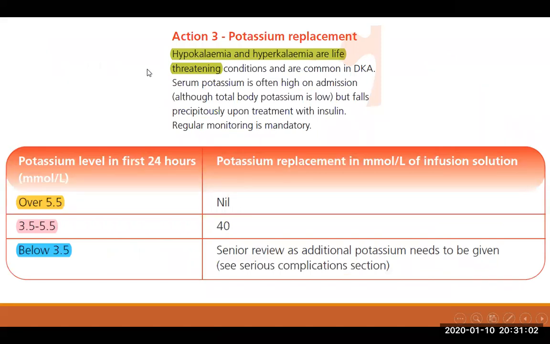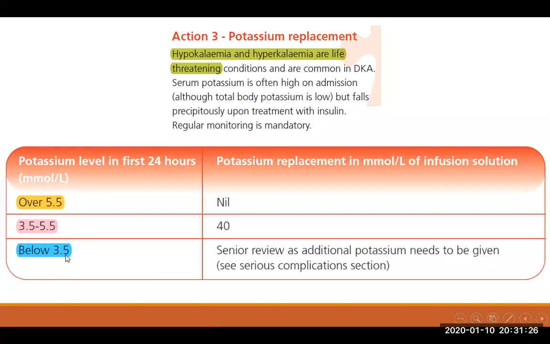When to give potassium, a case of hypokalemia. Initially, if the serum potassium is over 5 to 5.5, we don't replace the potassium, but you must check renal function, because in some cases there is renal impairment or dehydration and the serum hyperkalemia is due to renal involvement.